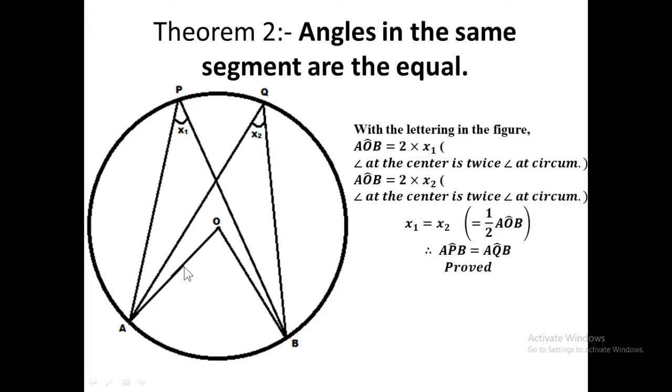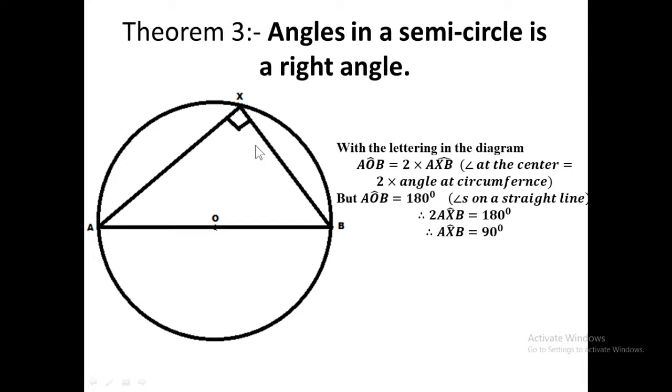And I want you to take note of one thing: the legs of this angle, look at this chord AP and this chord PB, have the same ends as this chord AQ and chord QB. And that is why these two angles are equal, because they are in the same segment. That is, angles in the same segment are equal. x1 is equal to x2.